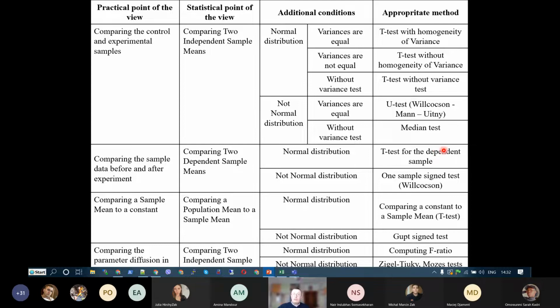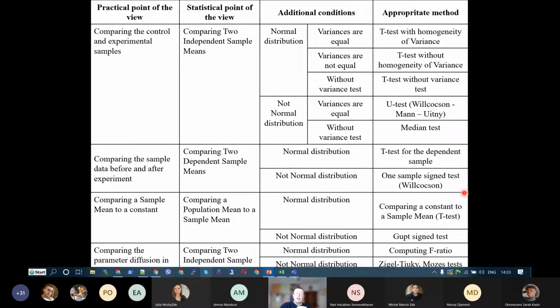So when you decide to use this table in solving your educational or practical task, you have to move from left to right. First you classify your task, and you get a statistical viewpoint. Based on this statistic, you formulate the hypotheses. Usually the null speaks about parameters being equal, and the alternative says we have a significant difference in parameters.